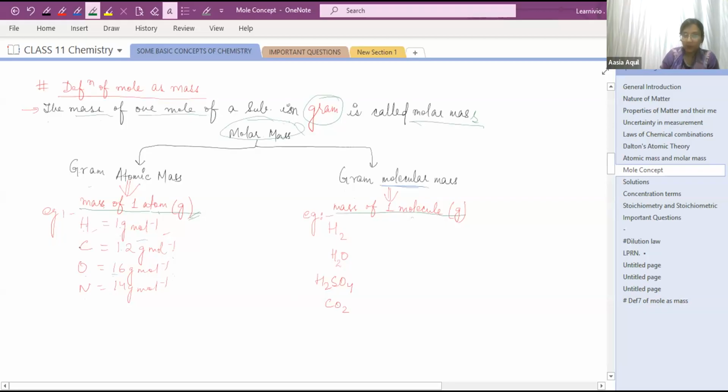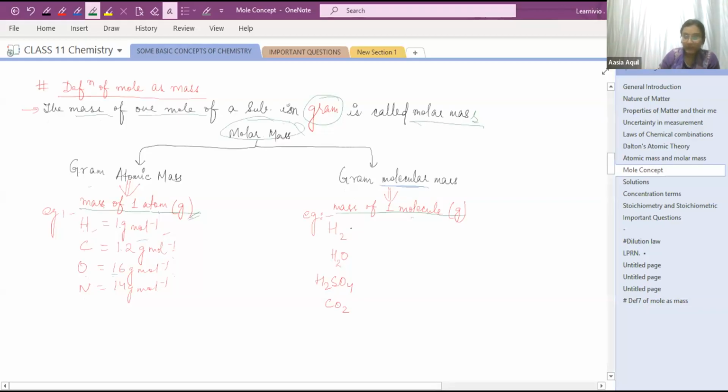Carbon is 12 gram per mole. Oxygen is 16 gram per mole. Nitrogen is 14 gram per mole. Likewise, you have to memorize the atomic mass till 30 elements. Have you memorized till 30 elements? Atomic mass, atomic number, valency, and each and everything. Do you remember till 20, Amna? Yes, ma'am, till 20. Okay, no problem, ninth grade. It's very important. Just memorize that.